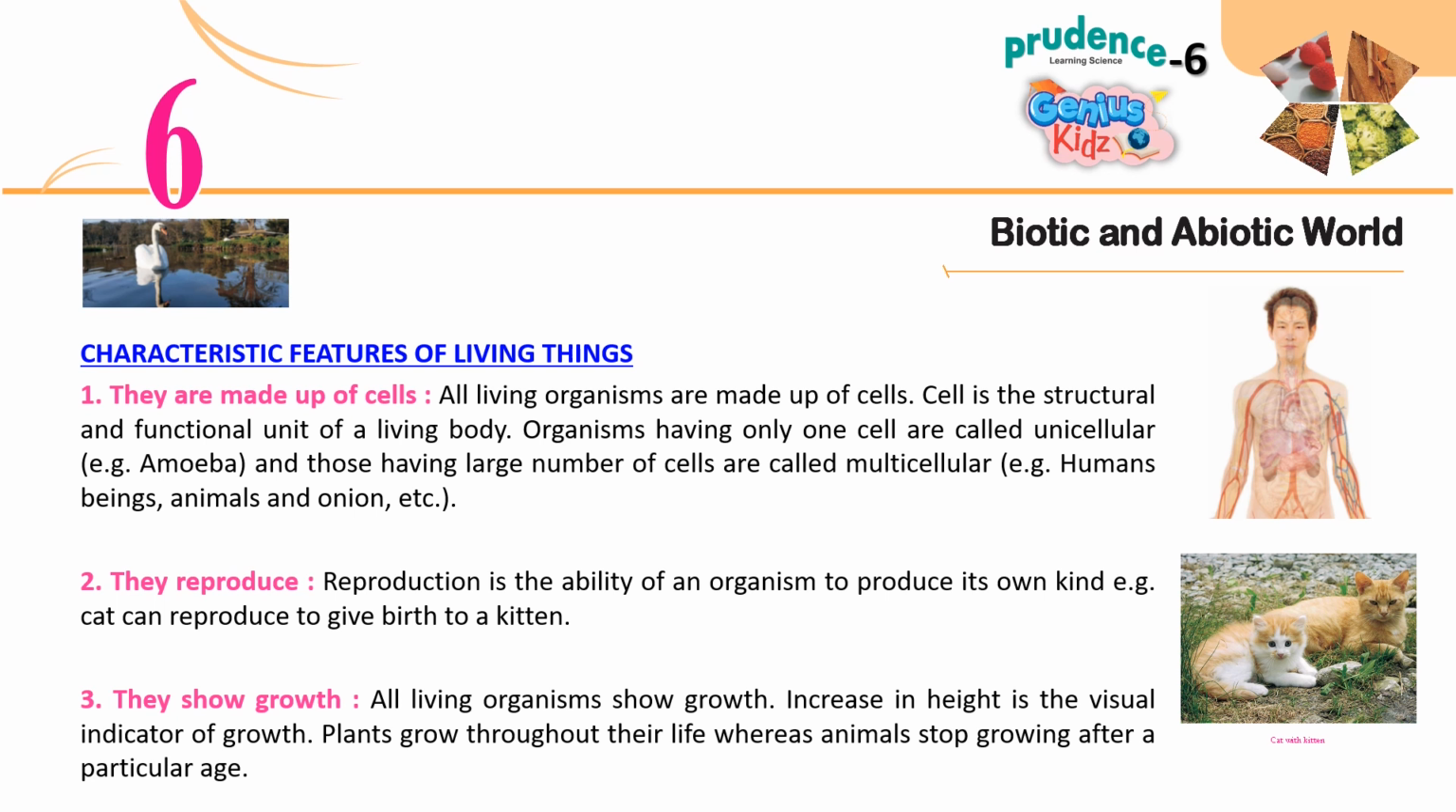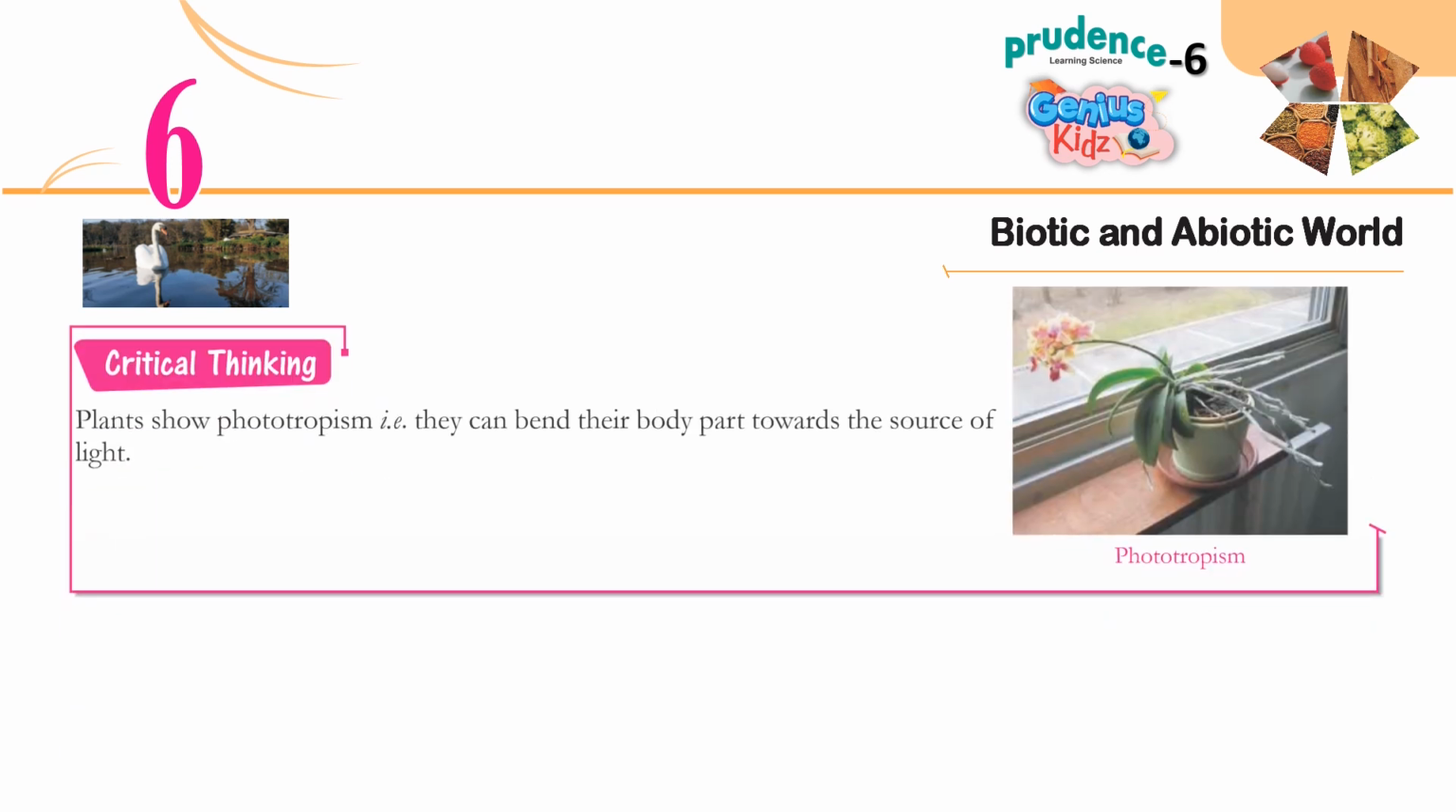2. They reproduce. Reproduction is the ability of an organism to produce its own kind. For example, a cat can reproduce to give birth to a kitten. 3. They show growth. All living organisms show growth. Increase in height is the visual indicator of growth. Plants grow throughout their life whereas animals stop growing after a particular age. Critical thinking. Plants show phototropism, that is, they can bend their body part towards the source of light.